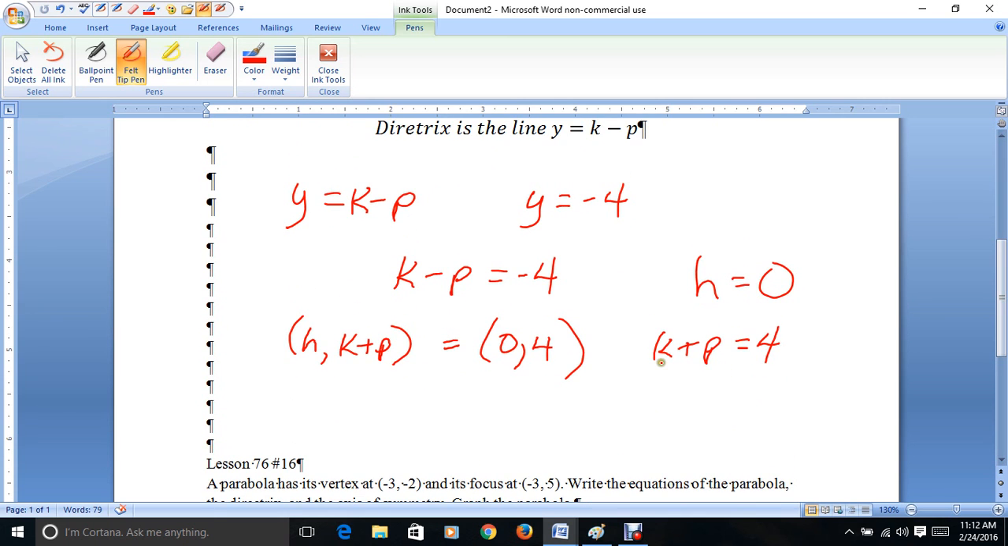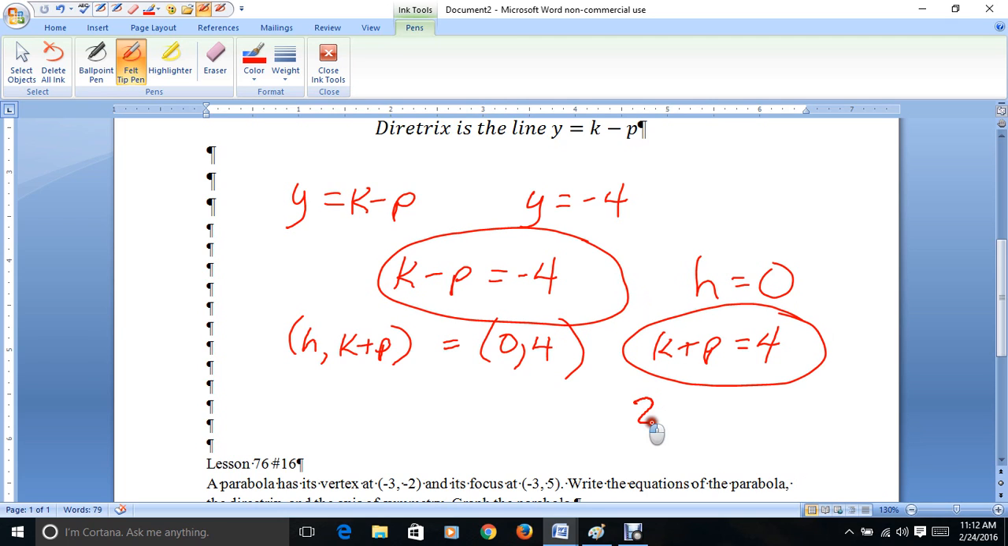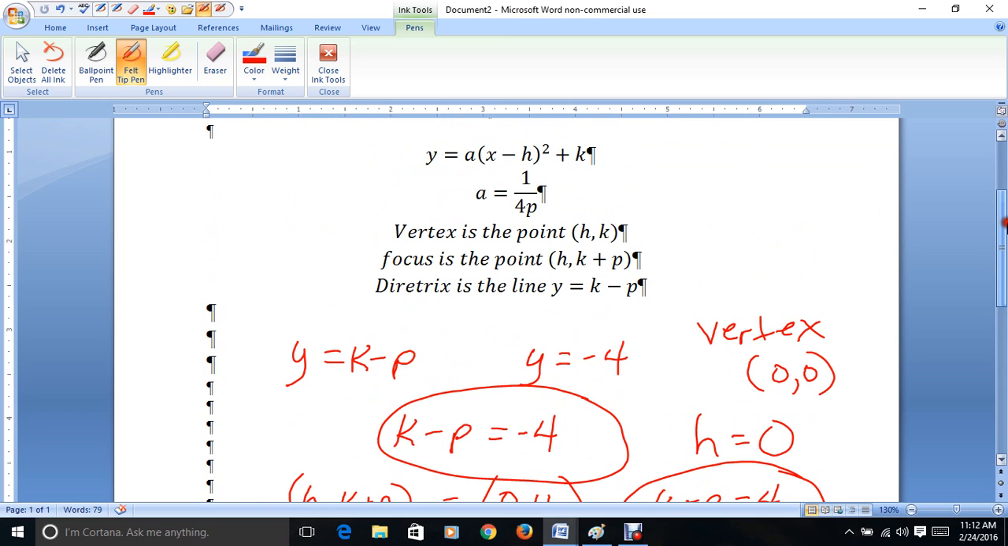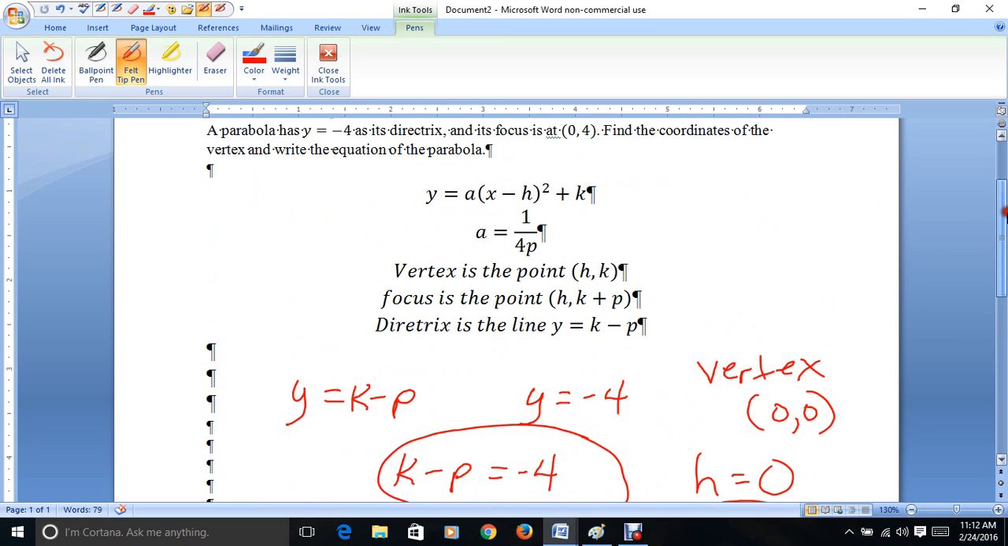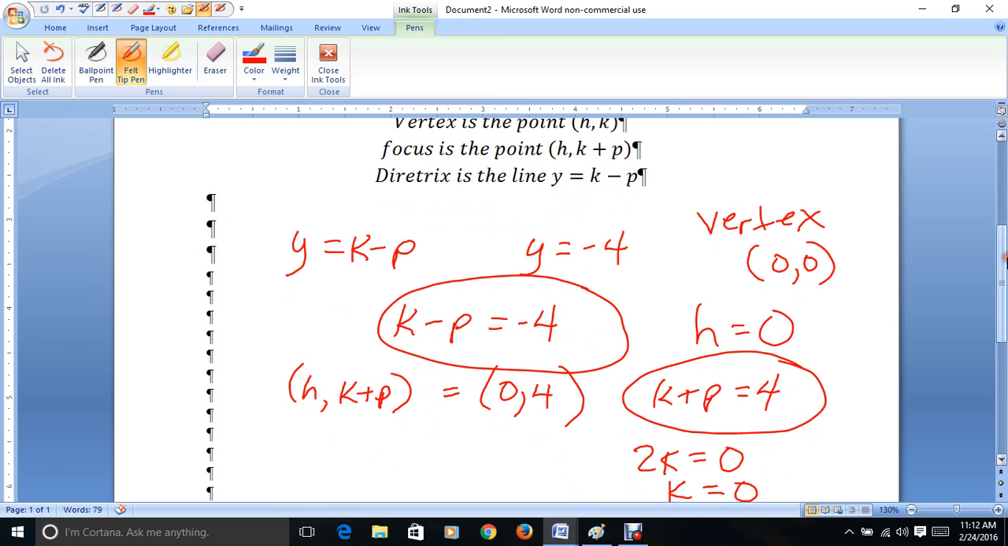So I can combine these 2 equations here, and I'm going to get 2k is 0, so k is 0. So that tells me that this parabola has its vertex at the origin, (h, k) is (0, 0). So the vertex for this problem is (0, 0). And then we're supposed to write the equation of the parabola also, and we need p to do that. So we know from either one of these equations, since k is 0, p must be 4. So p is 4.